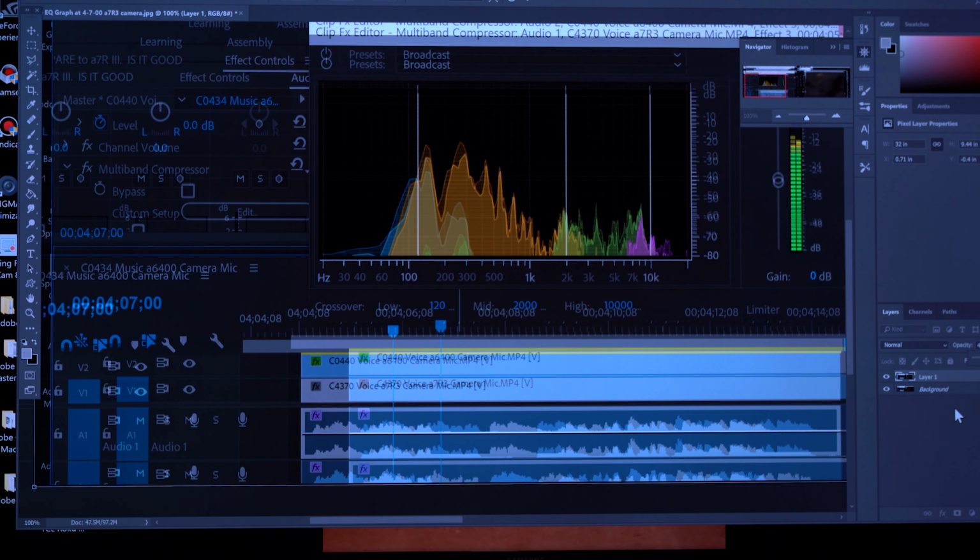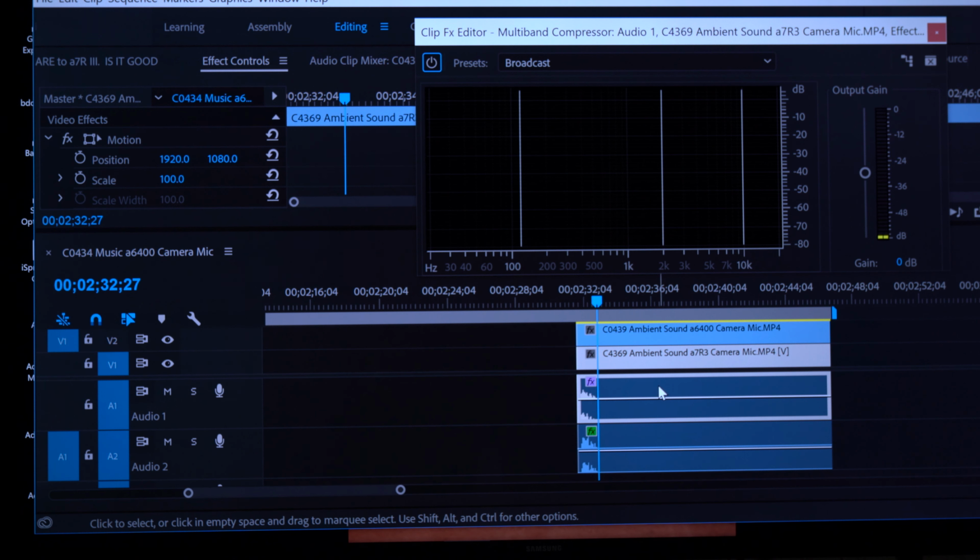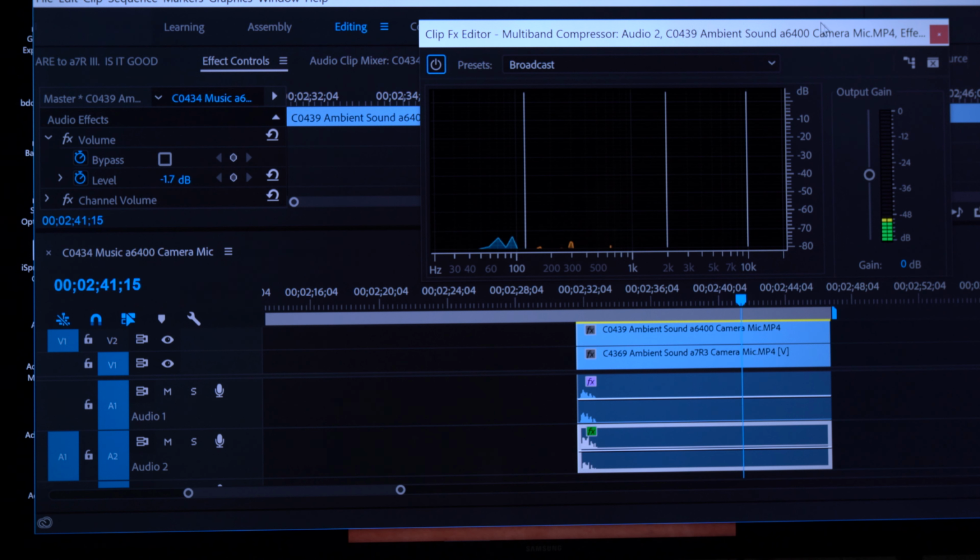Now let's see the ambient noise differences. Now this is a7R camera and level of noise is minus 48 decibel. And right now it's a6400 and the same level of noise, minus 48. That's good.